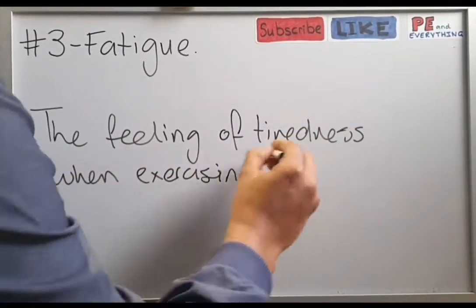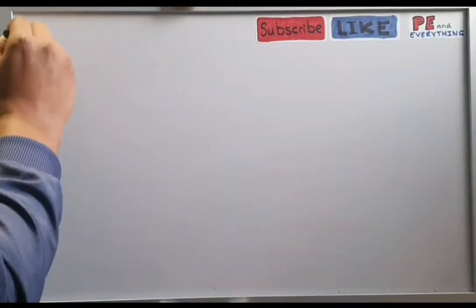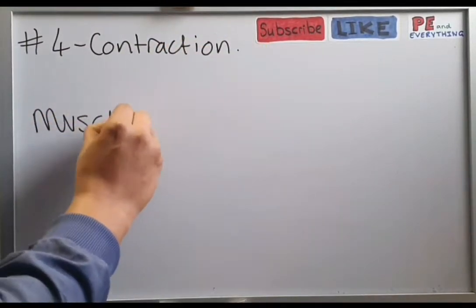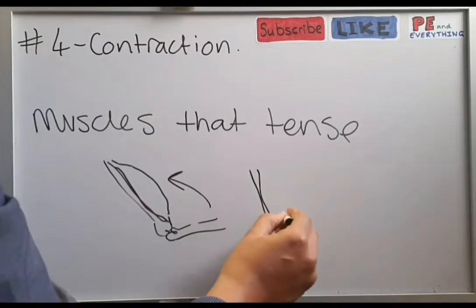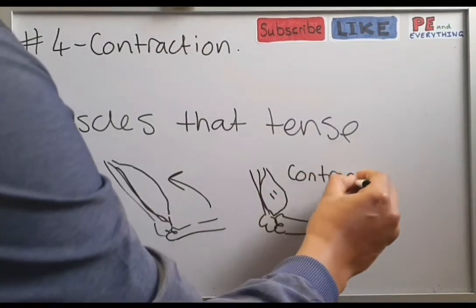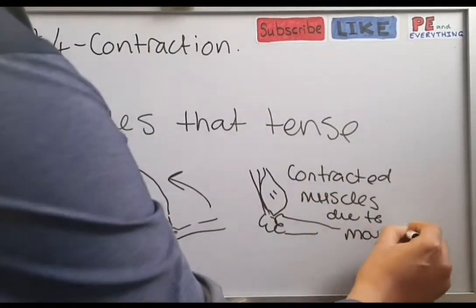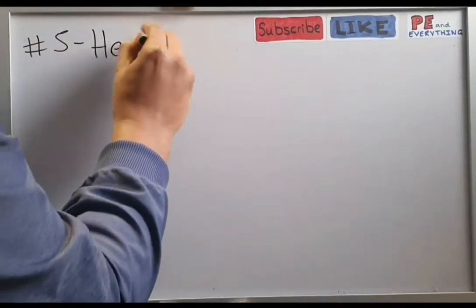Now we just mentioned this word fatigue. It's the feeling of muscle soreness or tiredness after exercise or during exercise. Number 4, we have contraction. Muscles that tense cause movement. So as I've drawn here, the bicep flexing the elbow joint, causing movement.